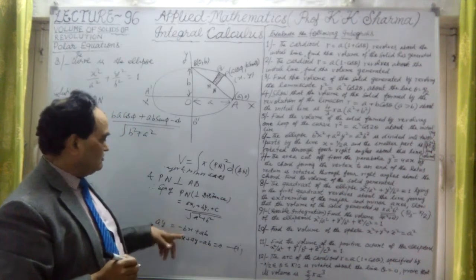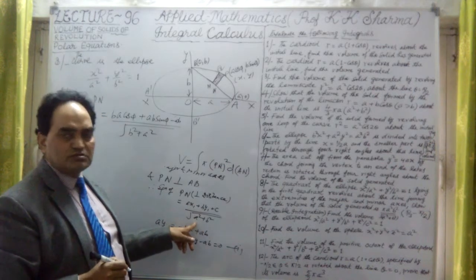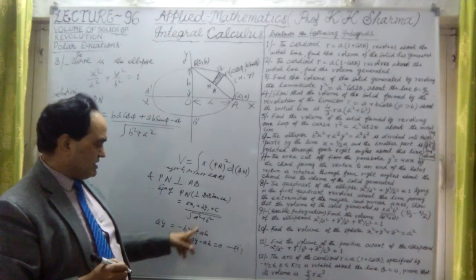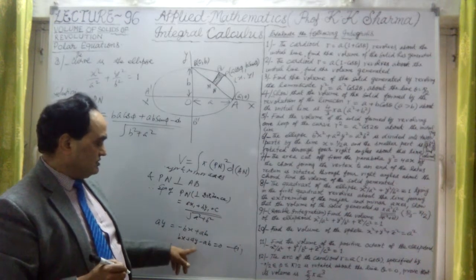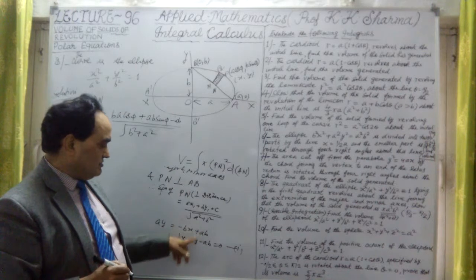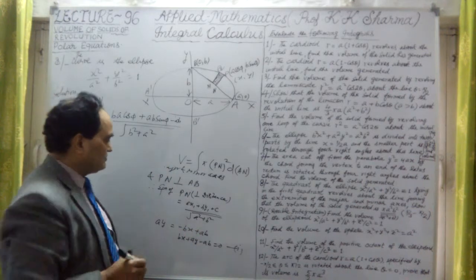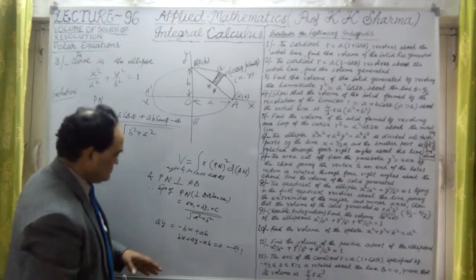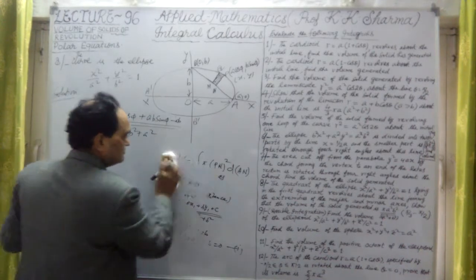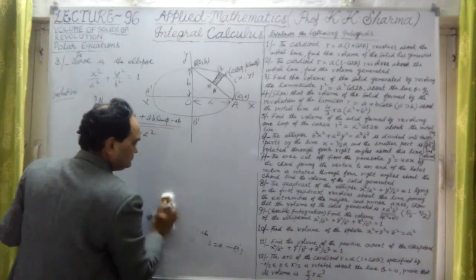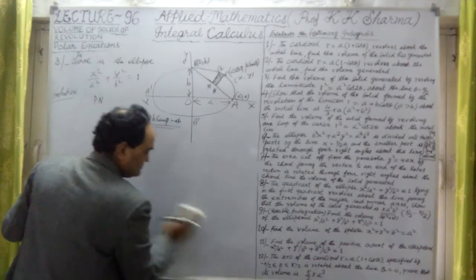So they are given by a square plus b square. Here the coefficient of x is b and the coefficient of y is a, so a square plus b square is what we have taken. So this is the equation for the length of the perpendicular PN. PN is this. Now let me find out what AN is.